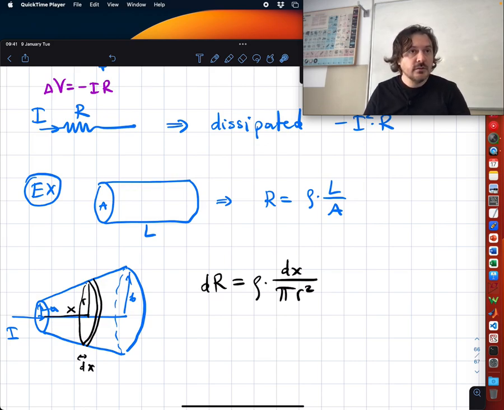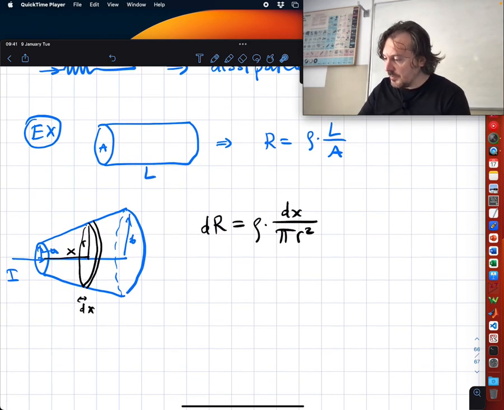Yes? For each dx, r is changing. Yes, r is changing. Let's find it out. You cannot just simply integrate dx, then you get rho L over A again. We will find something else because r depends on x. So how would you find r?